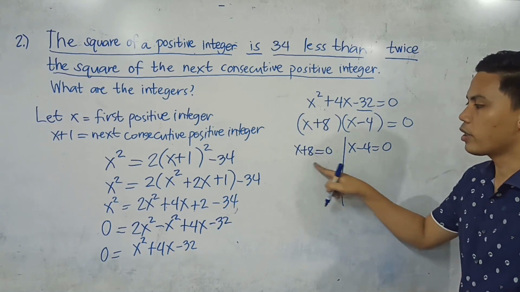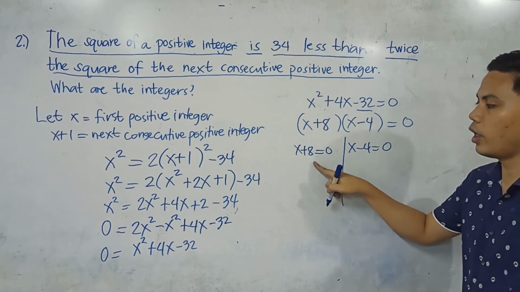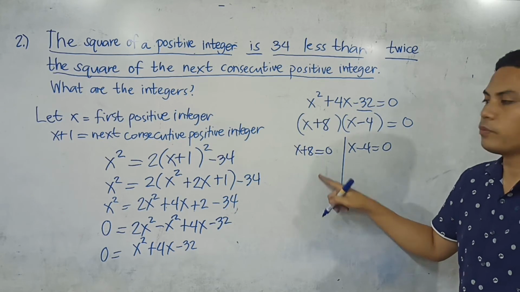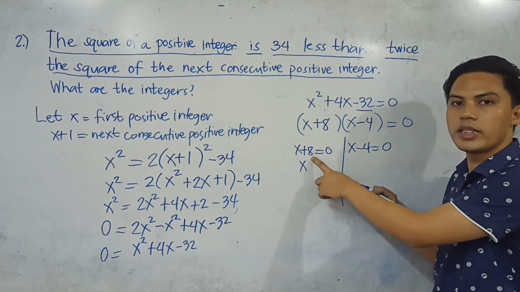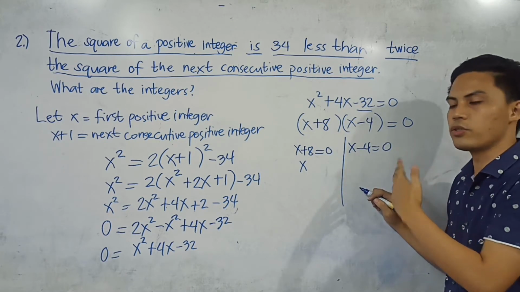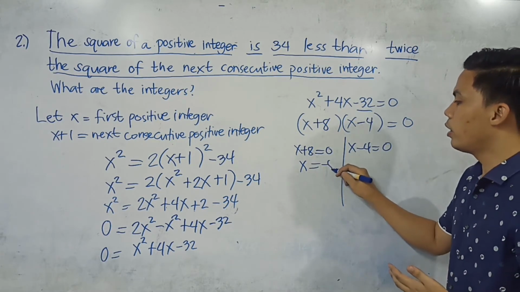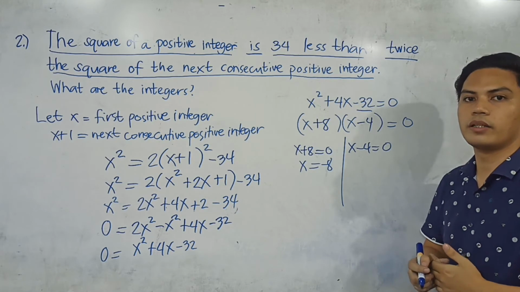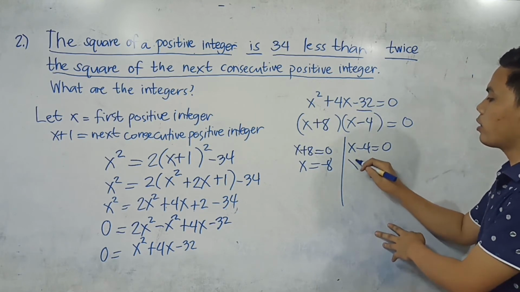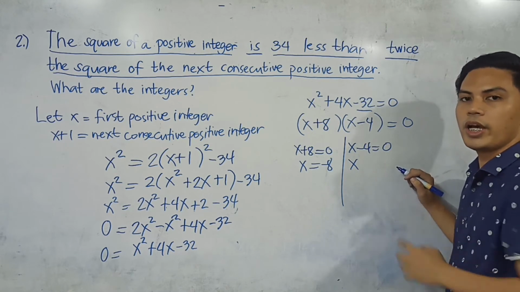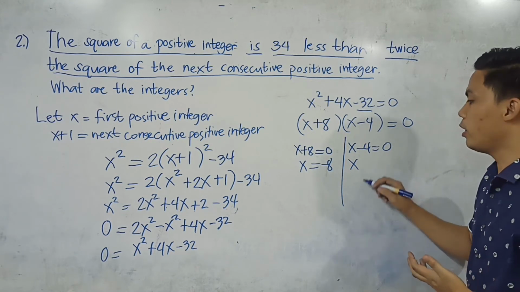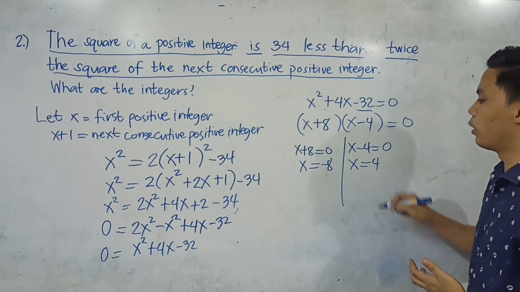Okay, dito muna tayo sa first factor. X plus 8 is equal to 0. So, since we're looking for x, ililipat lang natin or transpose lang natin si 8 sa right side ng equation. So, ang positive 8 magiging negative 8. Next, x, yung negative 4 naman, ita-transpose natin sa right side ng equation. Kaya ang negative 4 is magiging positive 4.